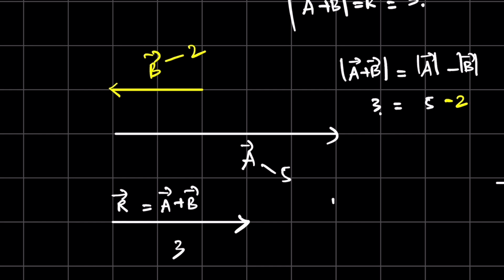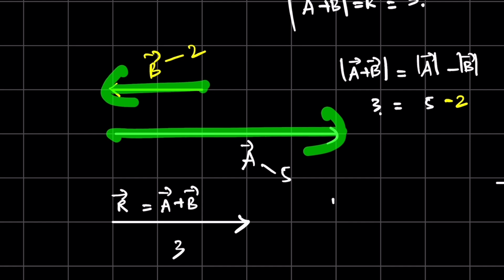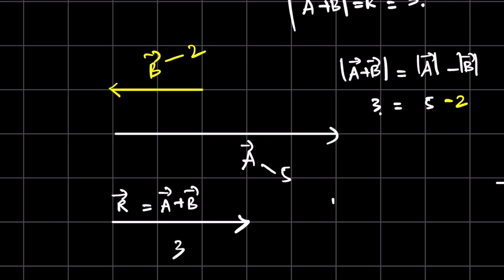The individual vectors have magnitudes 5 and 2, but their sum is 3, the difference of 5 and 2. If that is the case, then the vectors must be opposite in direction.